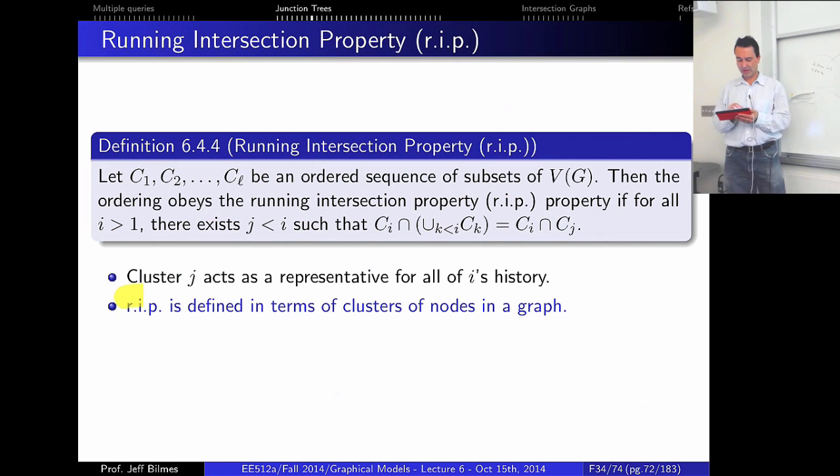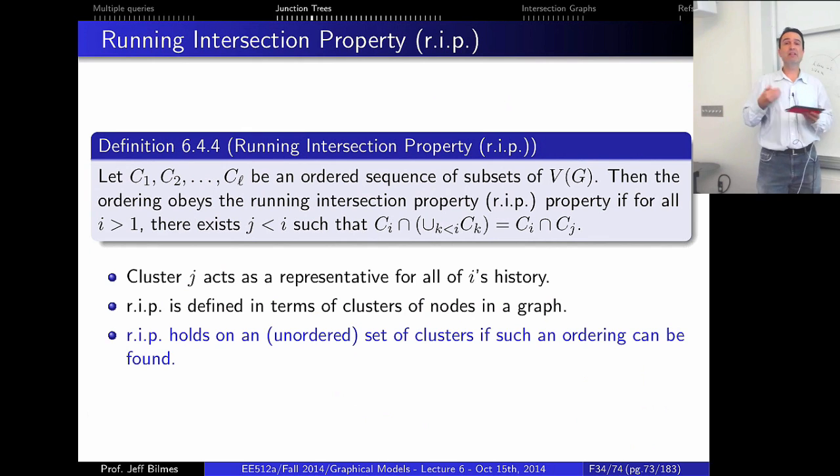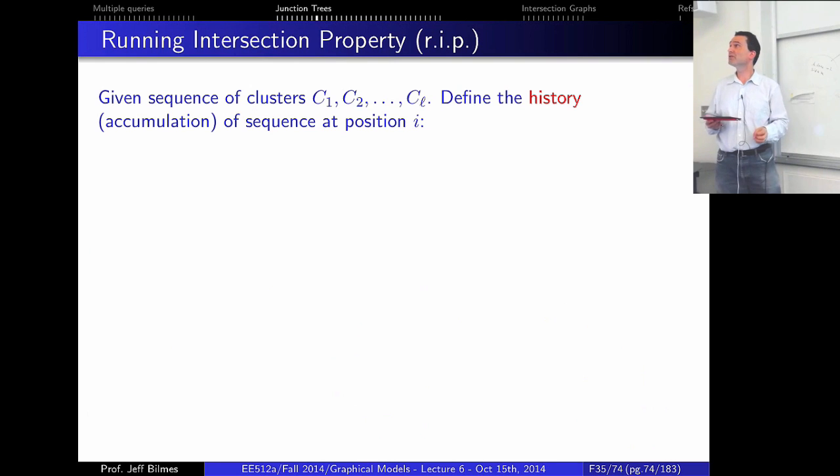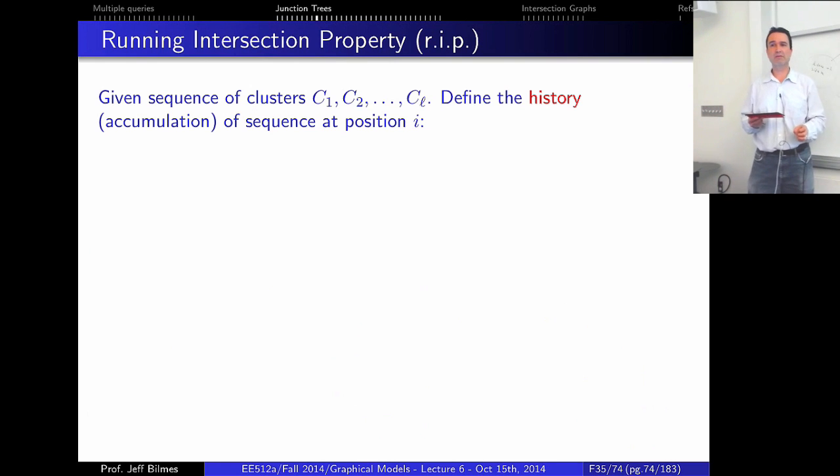The running intersection property is, of course, defined in terms of clusters in the graph. And so we can say that the running intersection property holds on an unordered set of clusters if there is some ordering for which the running intersection property holds. So we can also talk about it holding for unordered sets of clusters just by ordering them and making sure the running intersection property holds. Let's make this a little more intuitive and clear. I know we're running out of time, but I think this will help.